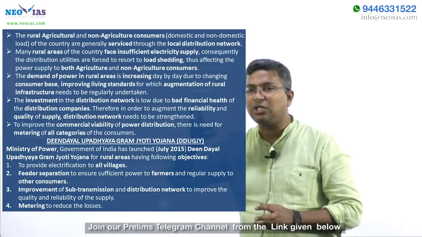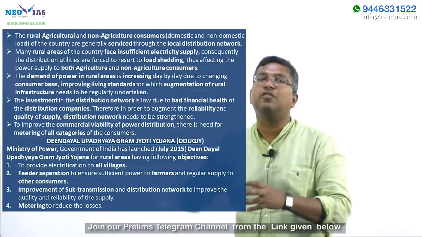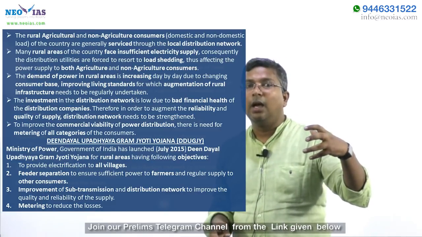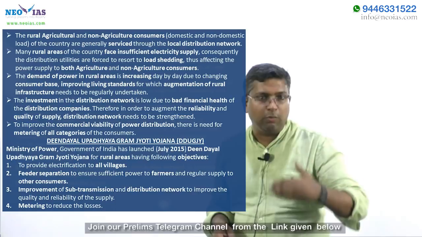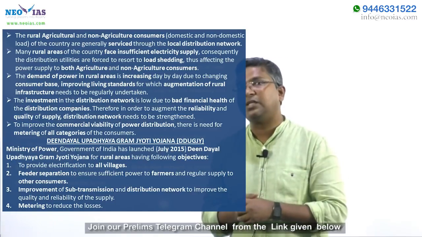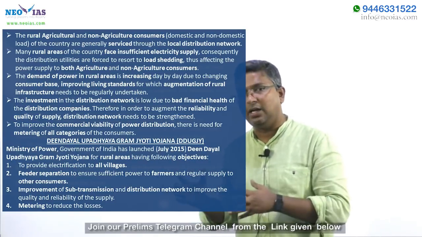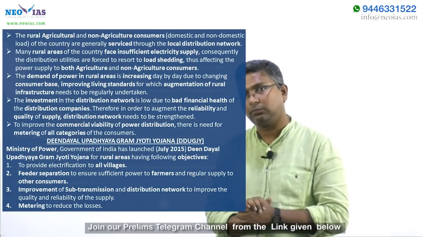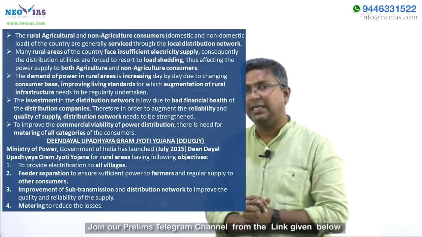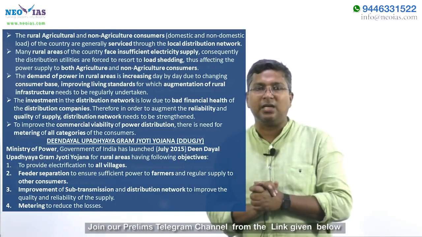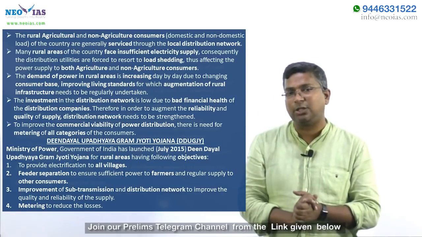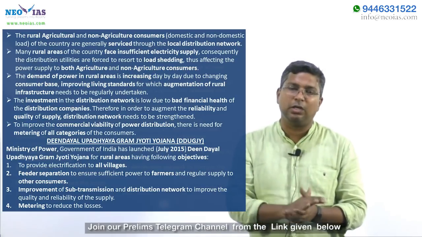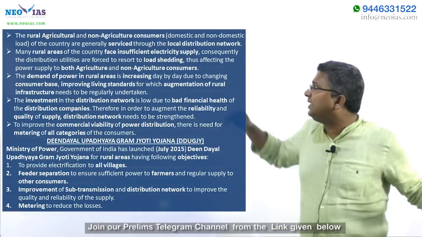So the distribution companies can regulate the consumption of power, especially for agricultural purposes, so that the domestic consumer will get almost 24/7 power supply. The agricultural consumer also will get the required power, but based on a regulation. So this is actually the purpose of this scheme. Basically, it's not only about rural electrification, but also optimum utilization of electricity by the rural consumers, both domestic as well as agricultural.